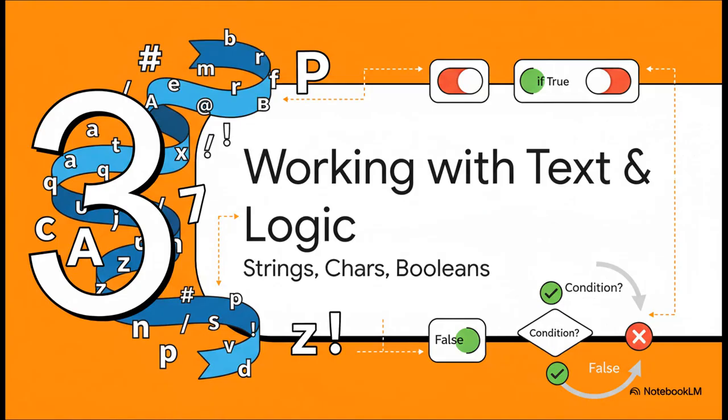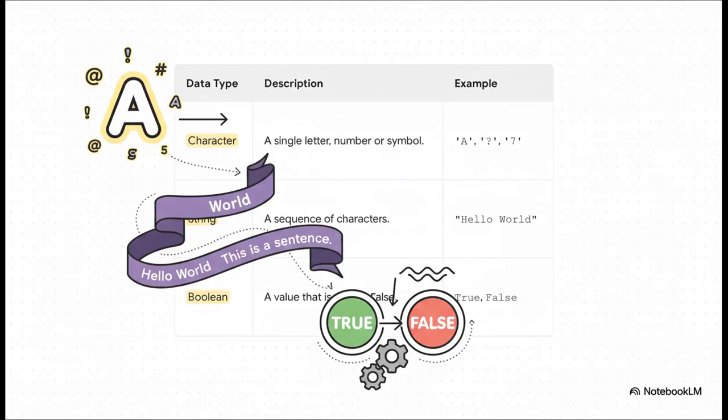But of course, programming isn't just about numbers. So what about text? And what about logic, making decisions? That's exactly what we're going to tackle in our third section. Here are 3 more essentials for your coding toolkit. A character, or char for short, is literally just one single symbol, a letter, a question mark, even a number. A string is just a bunch of those characters strung together, a word, a name, a whole sentence.